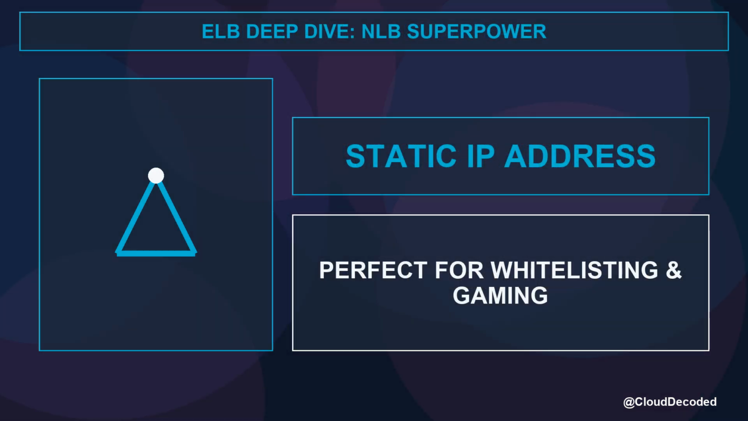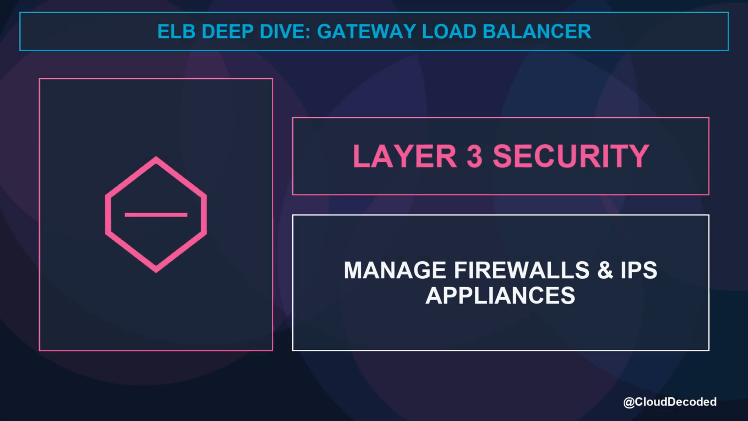A unique feature of the NLB is that it provides a static IP address per availability zone. This is critical for corporate firewalls that need to whitelist specific IPs. If you are building a gaming server or a financial trading platform where every millisecond counts, the NLB is your weapon of choice. The newest member is the Gateway Load Balancer.